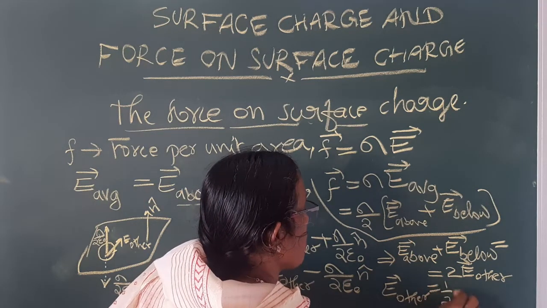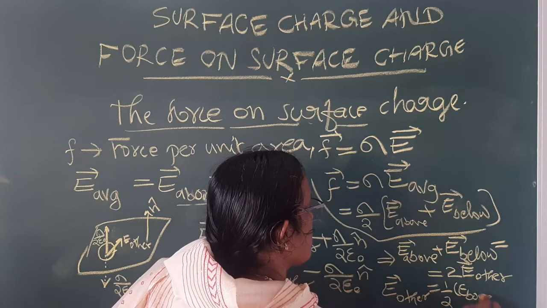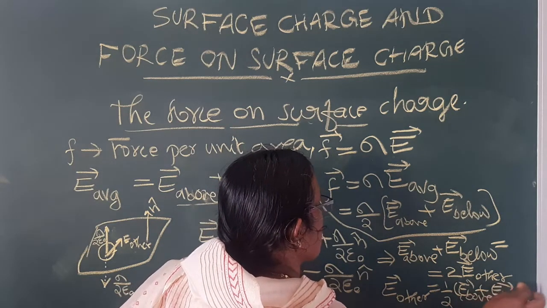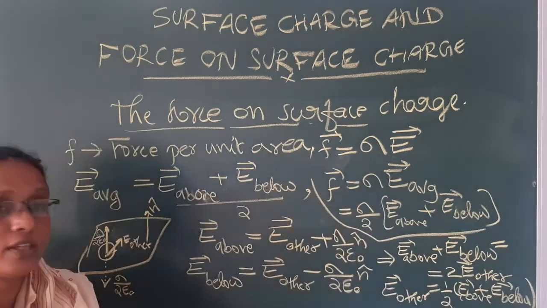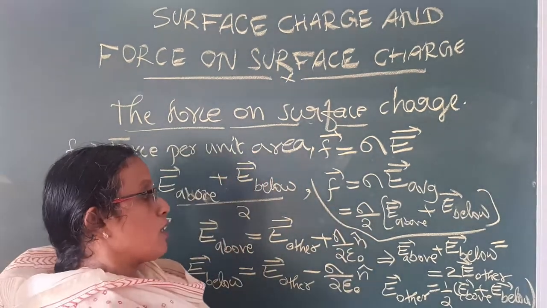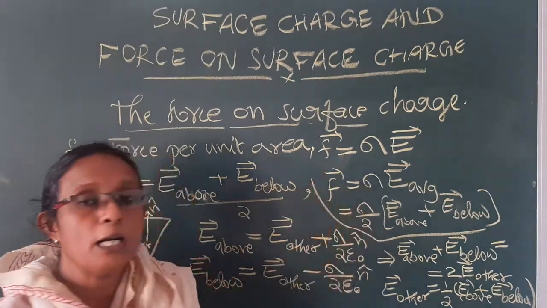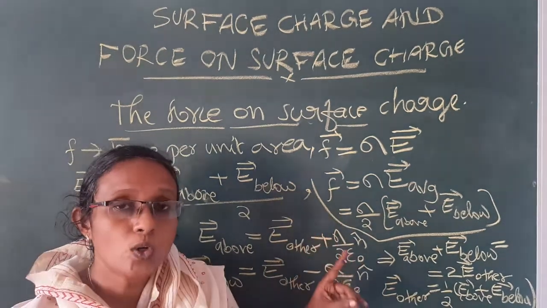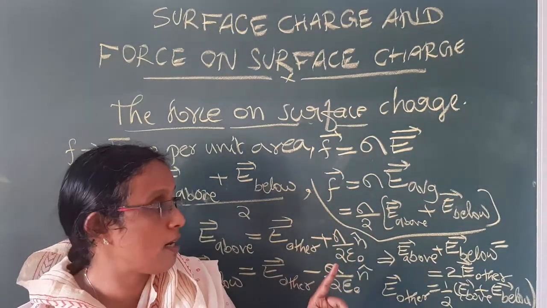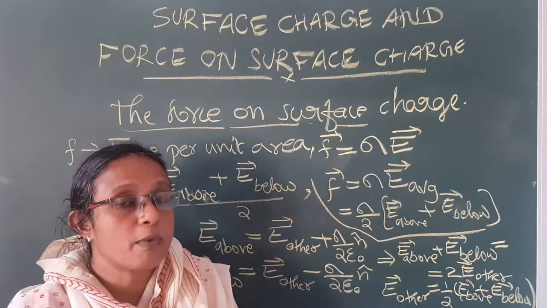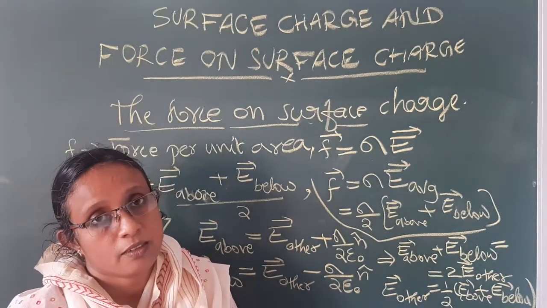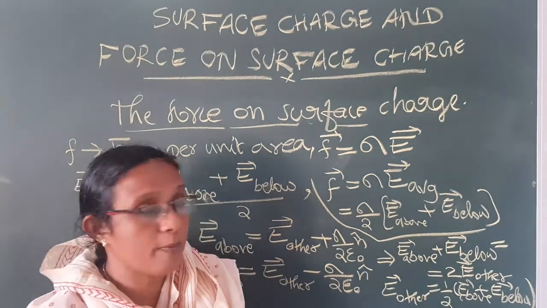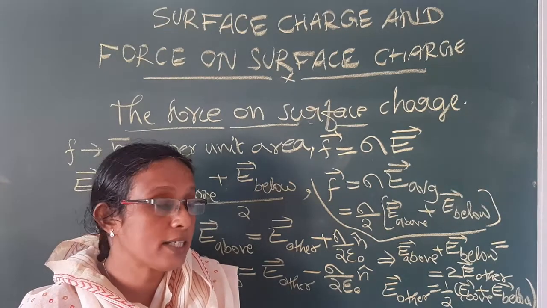E other is given by 1 by 2 of E above plus E below. This is E average, which we have written here. That means the force on a surface charge distribution sigma is given by the expression sigma E average, where E average is half of E above plus E below.